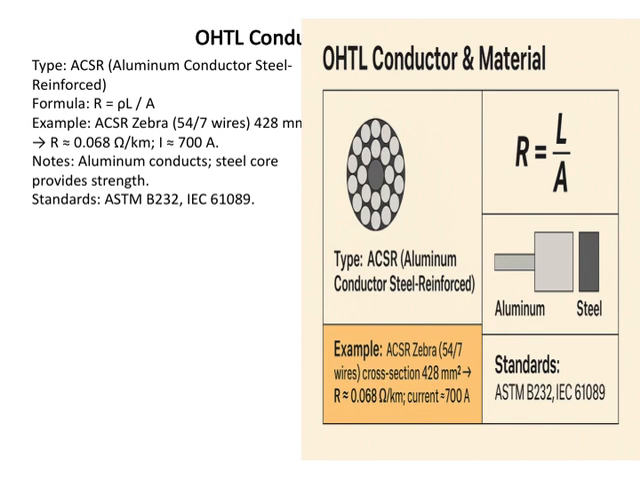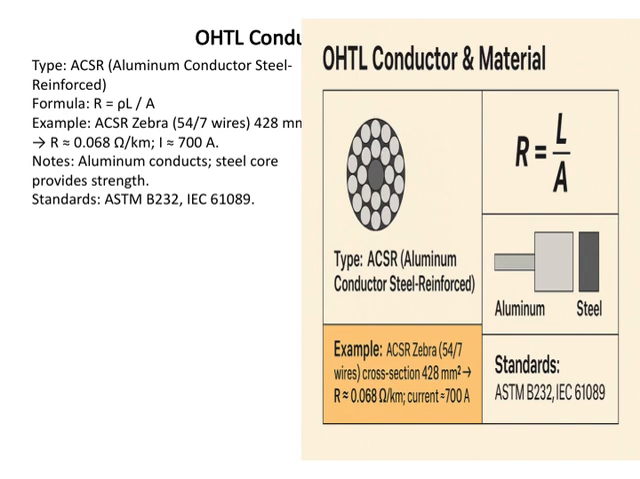For example, consider the ACSR Zebra, which has 54/7 wires and a cross-sectional area of about 428 square millimeters. Its resistance comes out to approximately 0.068 ohms per kilometer, and it can carry currents around 700 amperes. These figures highlight the balance between conductance and mechanical strength that this type of conductor provides.